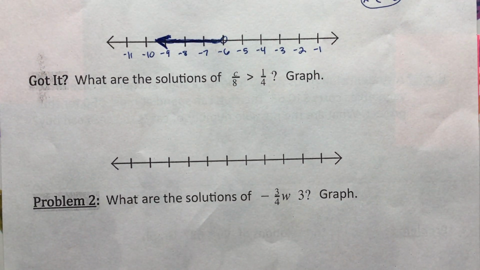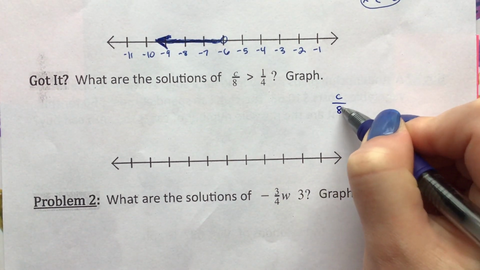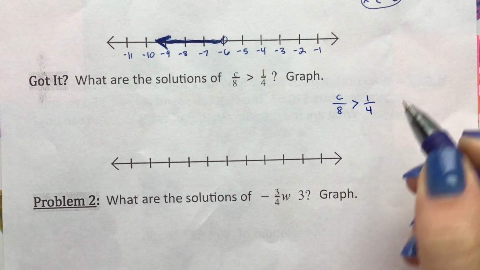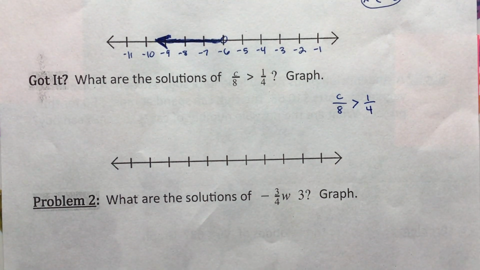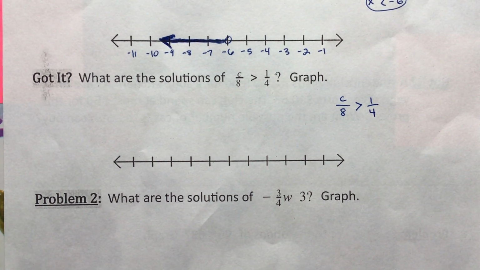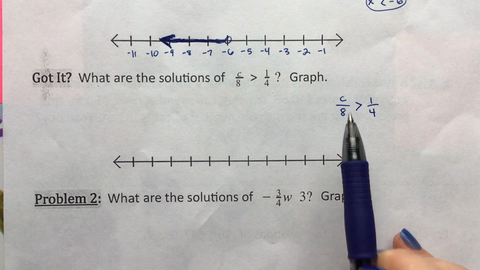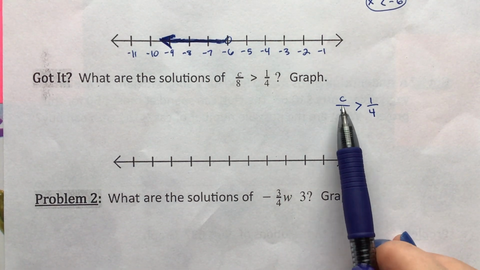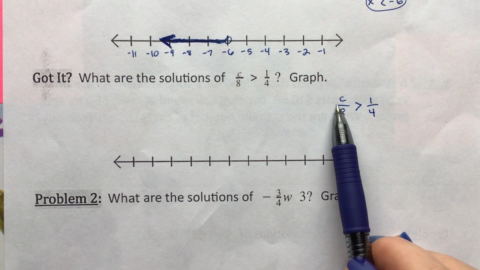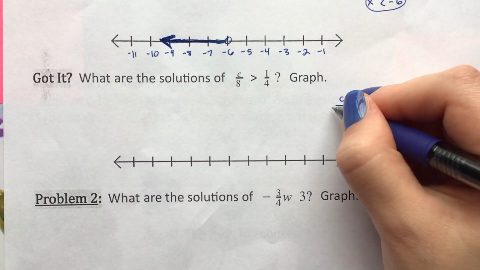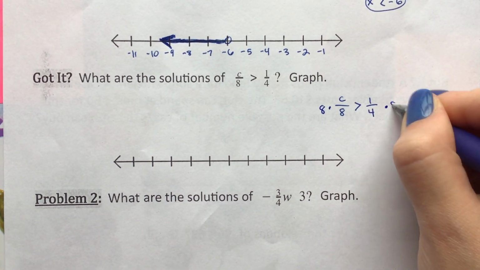For the next one, it says, what are the solutions of c over 8 is greater than 1/4? So once again, I'm going to write it over here to the edge just so I can write on it a little bit easier. And then I want to get rid of the fraction on the side that the variable is on. So that's the left side. It's c divided by 8. Remember, fraction bar means division. So to get rid of divided by 8, I'm going to multiply by 8 on the left and right side.